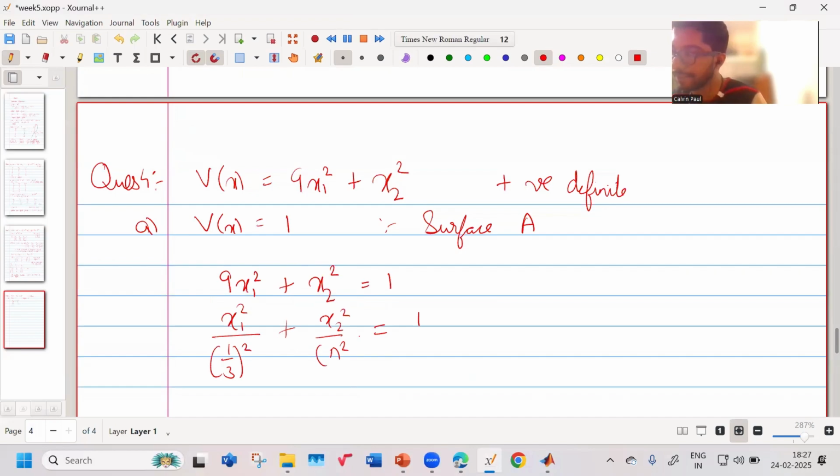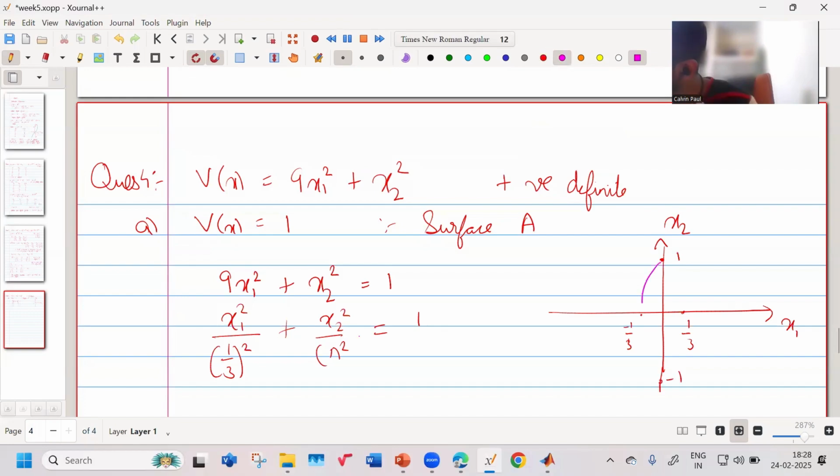So that actually is like if you draw it over here, this is x1, this is x2, right? So x2 will be 1 and x1 will be 1 by 3, minus 1 by 3, minus 1. So it will look like this. So this is surface A where v of x equal to 1. So in this surface, we can say v of x is equal to 1.